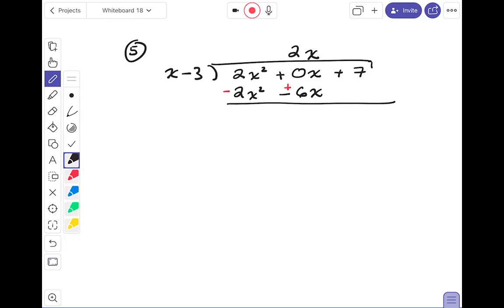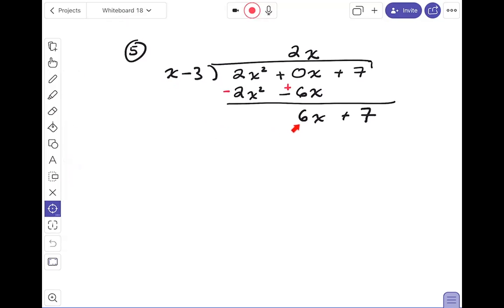All right, what do you get over here? Well, 2x squared minus 2x squared is nothing, and 0x plus 6x is 6x. What am I going to do now? Same thing over and over again. What times x would match 6x? Well, that's quite simple. It's plus 6. So what do you get here?